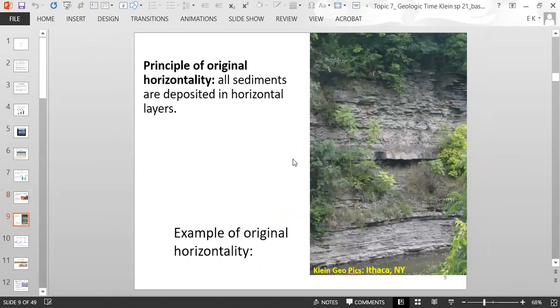So here's a picture of the principle of original horizontality. I've shown you this photo before, but it's a really good example because you see a lot of rock layers in here and they're all horizontal. The sediments were deposited in these horizontal layers and they were not disturbed. So that's the original horizontality.